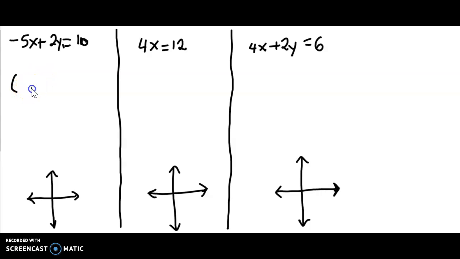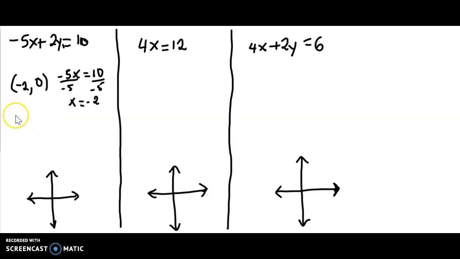So because I'm starting by finding the x-intercept, I'm allowed to set y equals 0. Now think about this. Setting y equal to 0 means this whole term is gone because 2 times 0 is 0. So I'm solving negative 5x equals 10. I need to undo the multiplication, so I would divide both sides by negative 5. And of course, a positive or negative is negative. So I'm getting that the x value is negative 2. So I can put it here.